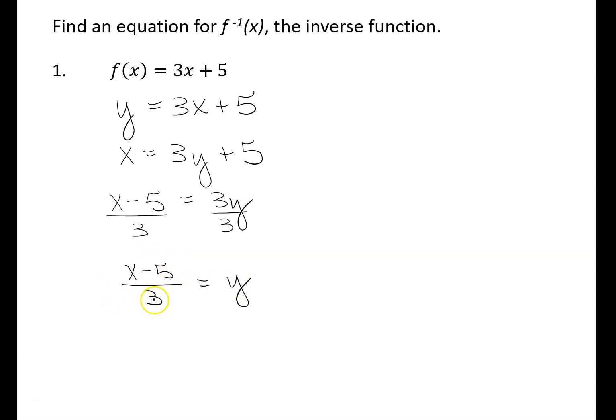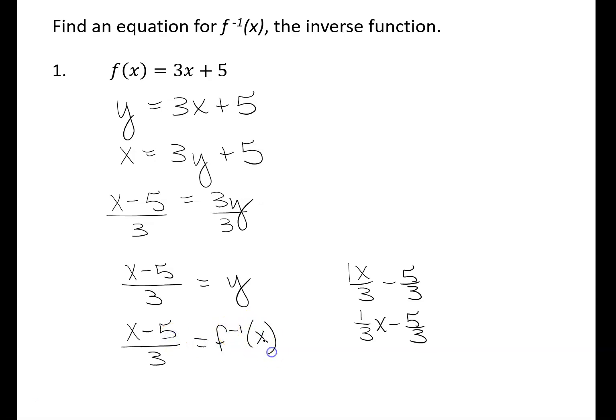And you can leave it in this form. That's fine with me. Of course, you could also divide the 3 into each term on top, which would then look like x over 3 minus 5 over 3. And really there's a 1 there, so you might even choose to write it as 1/3 x minus 5/3. Those are all okay, but I really would just leave it right like this for this type of problem. And the last step is to replace the y with the notation f inverse of x. And that would be our answer.